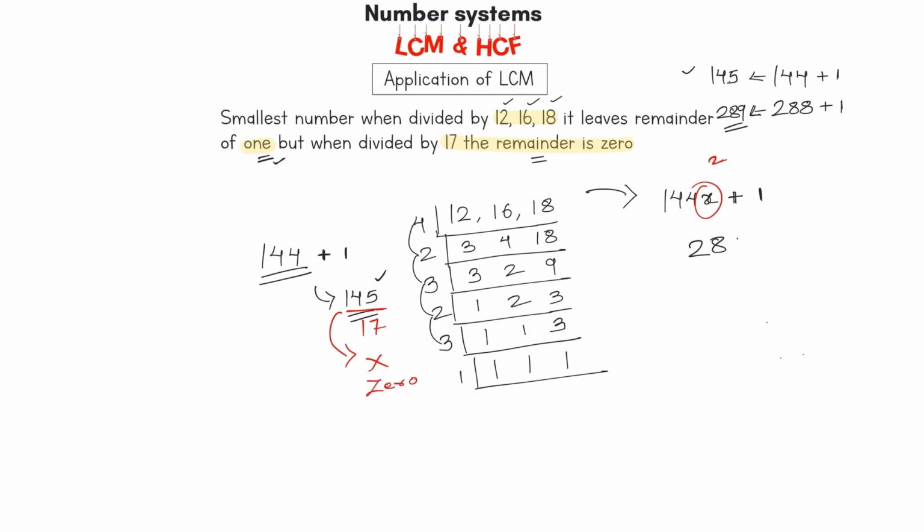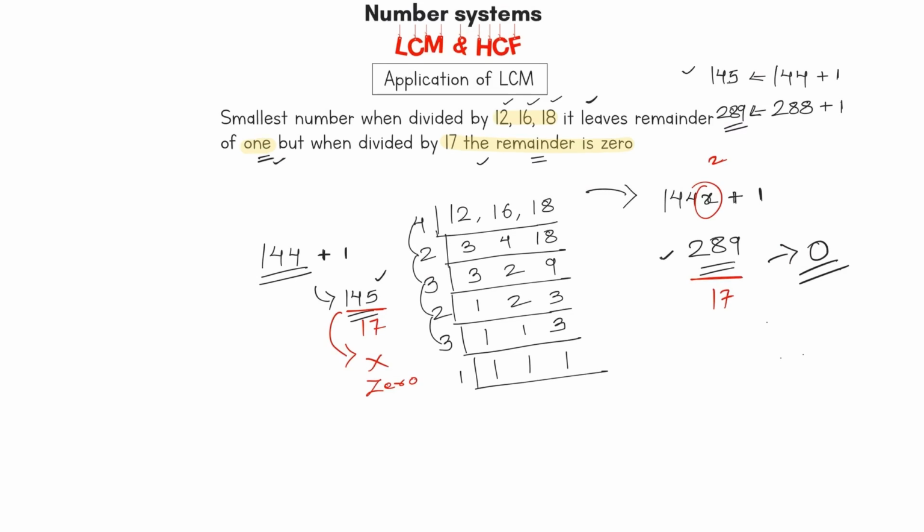So the second number is what you will need. After 145, the next number will be 289. Okay, that will again give the remainder of 1 when divided by this, but this is not the smallest. But when this is divided by 17, it will give the remainder of 0, because 17 square is 289.